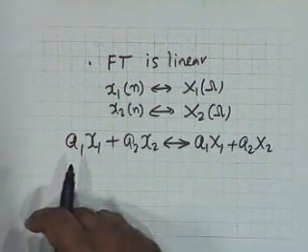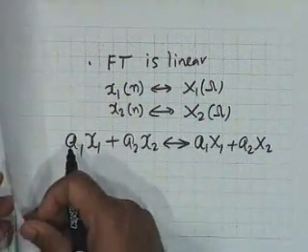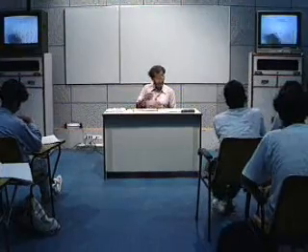We next study the properties of Fourier transform. If the signal x of n is real, you shall see many interesting properties. First is that capital X of omega, if x of n is real, then it is the same as X star of minus omega. This is one of the properties.